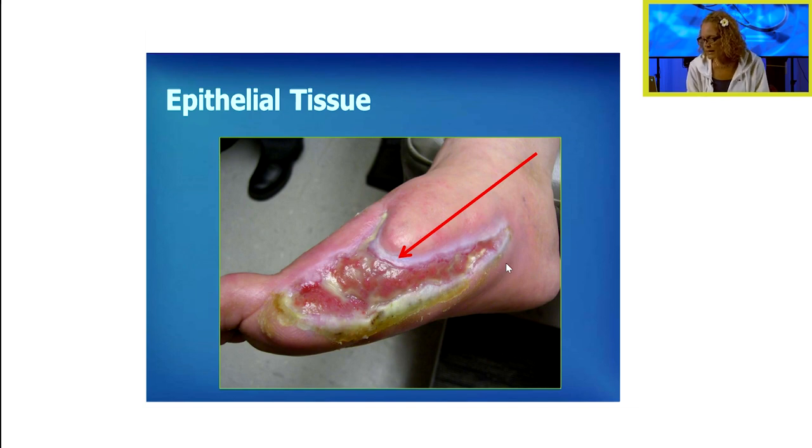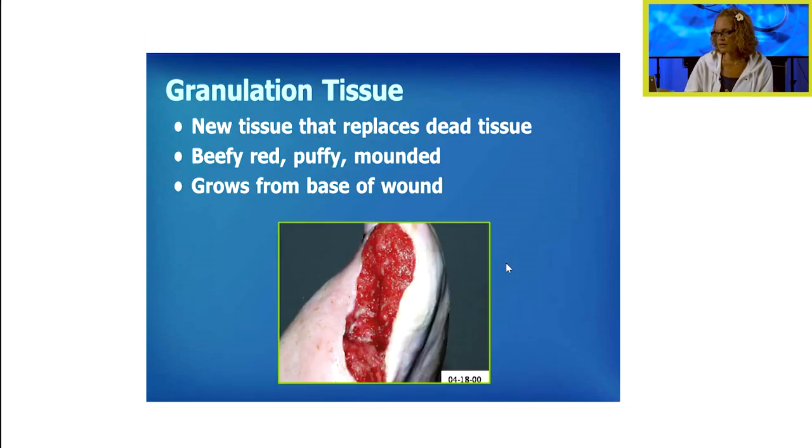Again, we can see an example here of some epithelial tissue. This is an indicator that, you know, we're starting to get some healing here. Some good cells have been able to migrate in for healing.